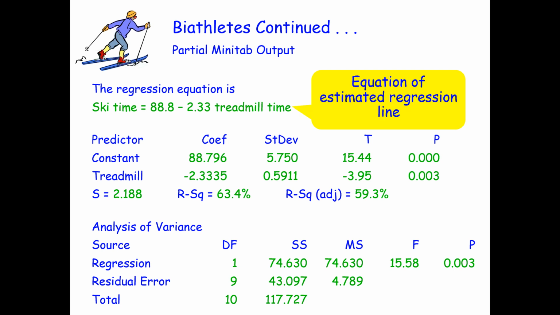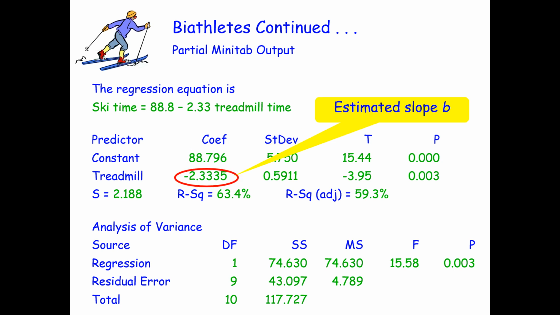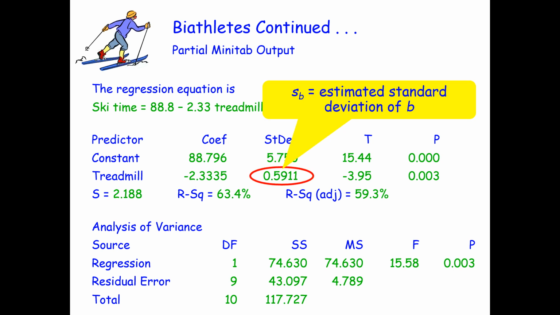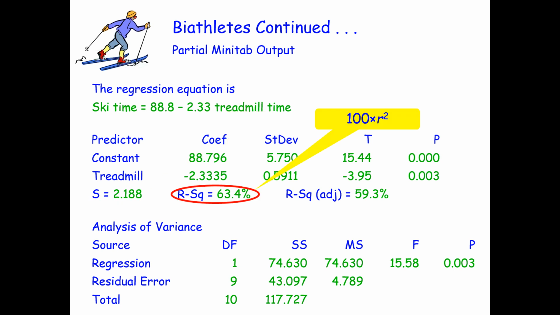So this is our equation of the estimated regression line. This is the estimated y-intercept a. This is the estimated slope b. This is our estimated standard deviation of b. And this is our s sub e. So this value right here is 100 times our r squared.